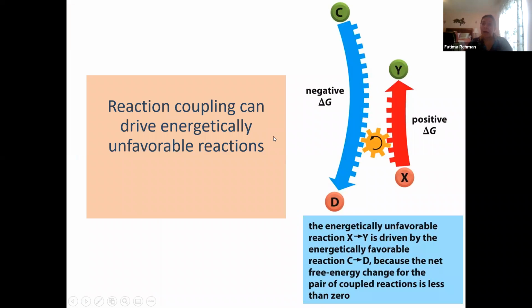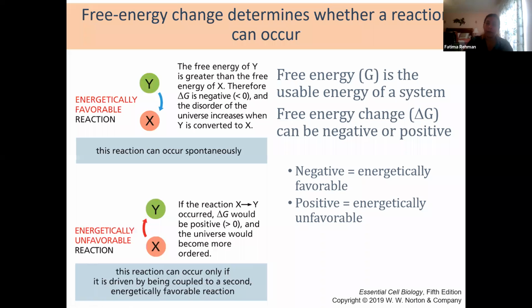In a body setting, the only way an unfavorable reaction can occur is if it is coupled with an energetically favorable reaction, because you take the energy from the first one and put it into the second one in order to have that occur. Otherwise, these reactions will not happen on their own. And so typically you will notice that in a signaling pathway or in a metabolic pathway, you will have an enzyme coupled reaction.